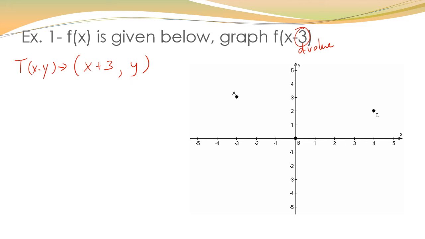And we're going to do the same thing. We're going to transform our parent points. So -3, 3, 0, 0, and 4, 2. We're going to transform them according to that mapping rule.